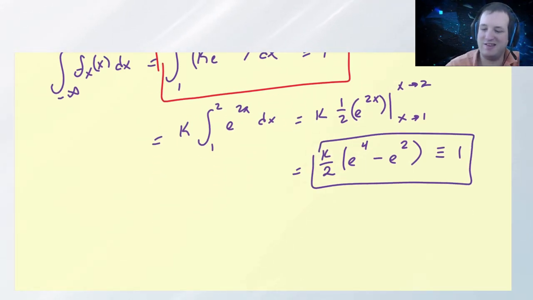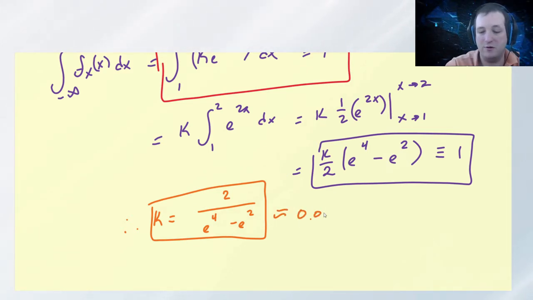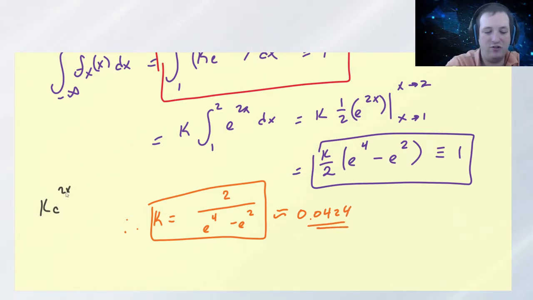So we clearly see that the only value of k that makes this true must be equal to the number, what is that going to be? That's going to be 2 divided by e^4 minus e^2. And if you do a decimal approximation for this, you can find that that's approximately equal to 0.0424.